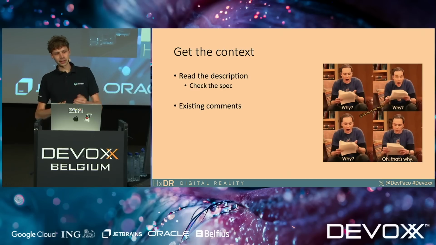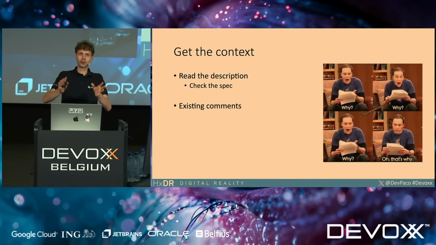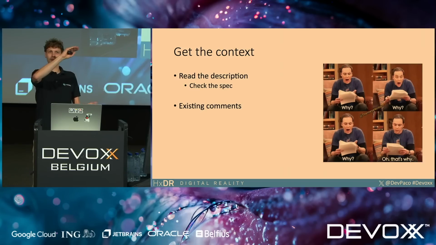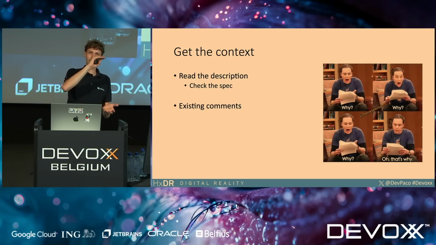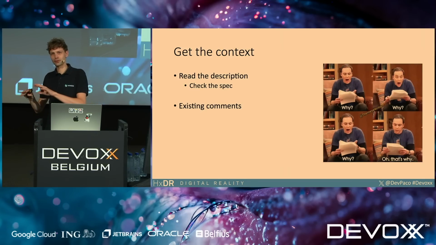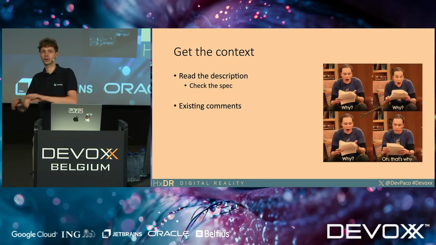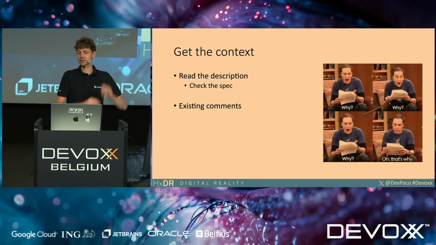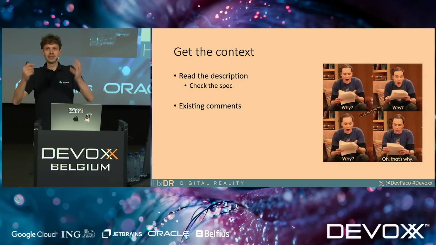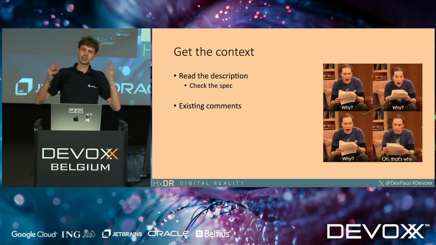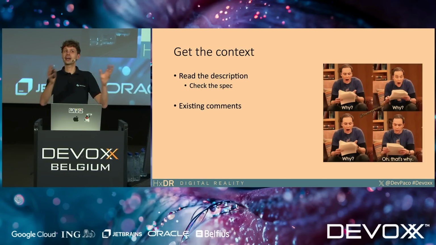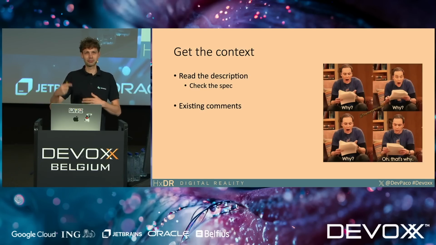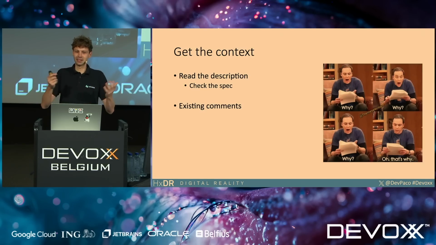Now, when we start reviewing, the first thing we should do is get the context. We just wrote down this very nice review-friendly pull request. And the one thing that I personally hate the most is the colleague that then within 5 minutes starts asking questions that were already answered in my nice description. Read the description, check the specs, get as much context as possible, because that helps you to do a good review. And also try to check any existing discussions already so that you don't have to repeat anything. It's a bit of a waste of time, of course.